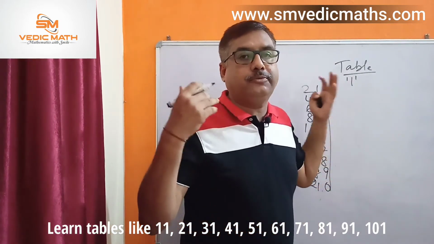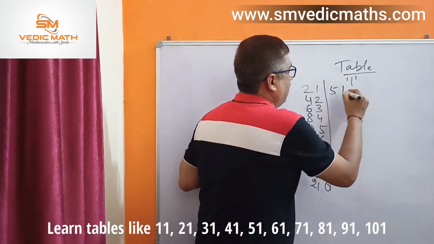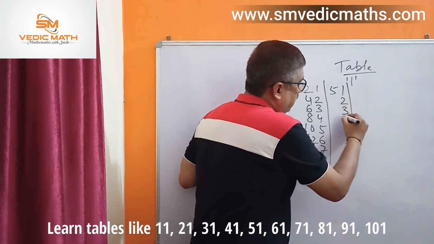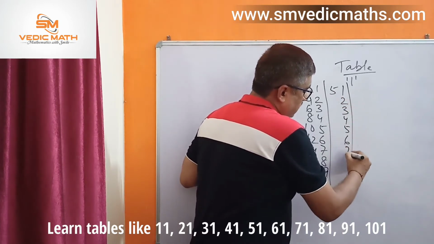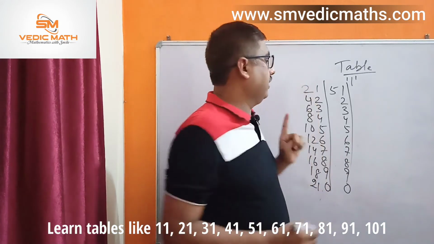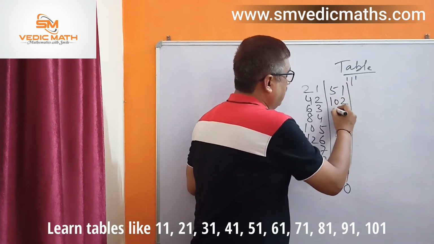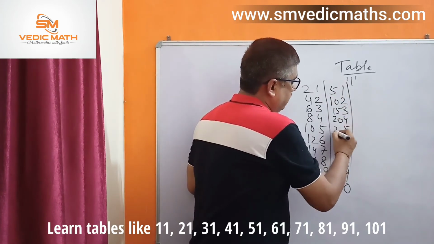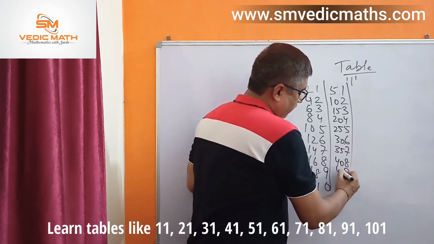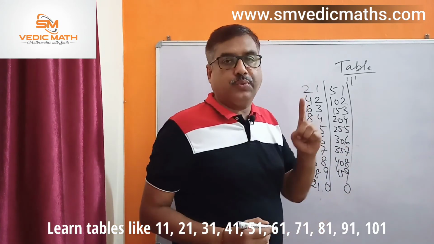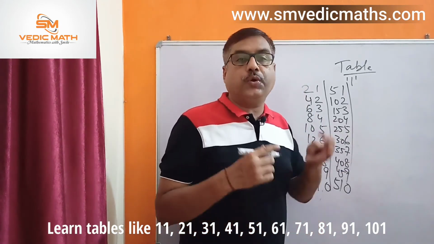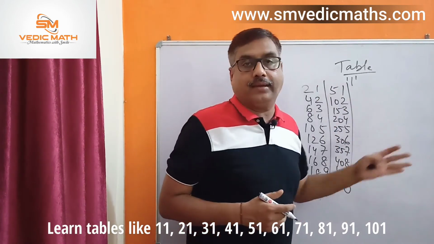Let's see how to write 51. Here it is 1, 2, 3, 4, 5, 6, 7, 8, 9. Instead of 10, you write 0 and carry 1. 5, so 5, 10, 15, 20, 25, 30, 35, 40, 45 and 50 plus 1 is 51. In this way you can write any table ending with 1.